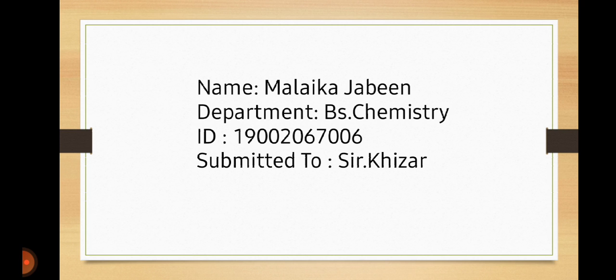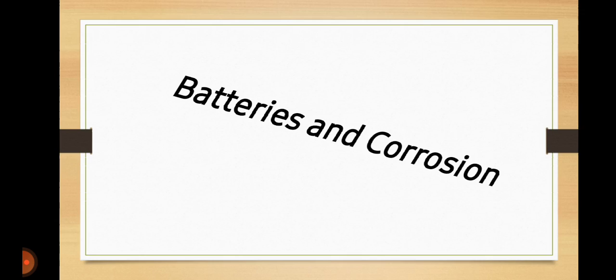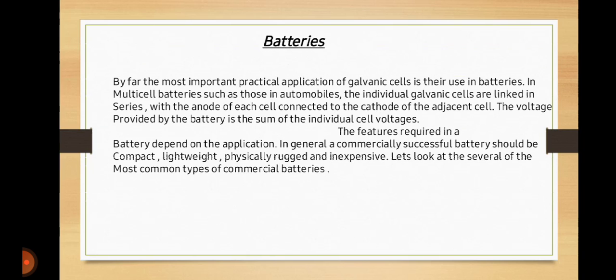This is the course of Principles of Chemistry 3 and today I am going to present a topic which is batteries and corrosion. So first of all we need to know what batteries are. A container consisting of one or more cells in which chemical energy is converted into electrical energy and used as a source of power is called a battery.